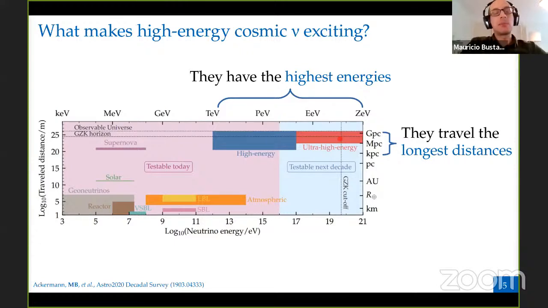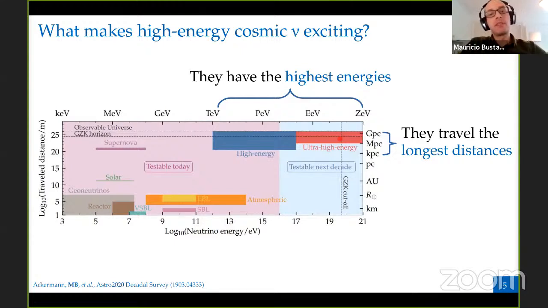And for particle physics, what it means is that you can probe particle physics, or fundamental physics, I should say, at energy scales that would otherwise be unreachable. So this is far beyond the reach of any man-made particle accelerator. And the fact that they travel the longest distances for astrophysics means that we are probing very far away sources, as I said, gigaparsecs away from us, towards the edge of the observable universe.